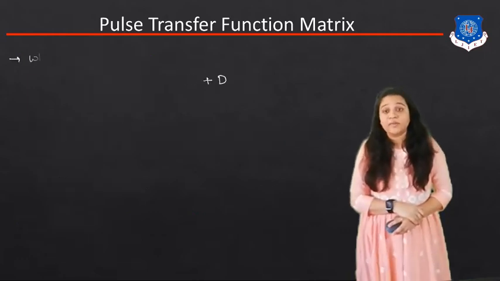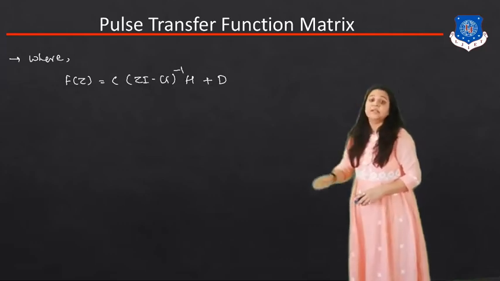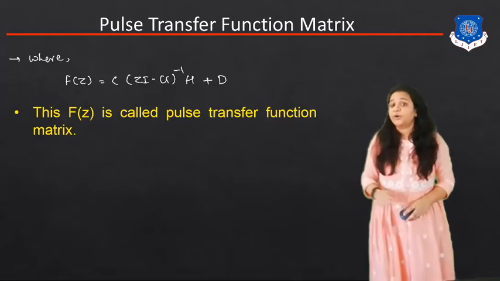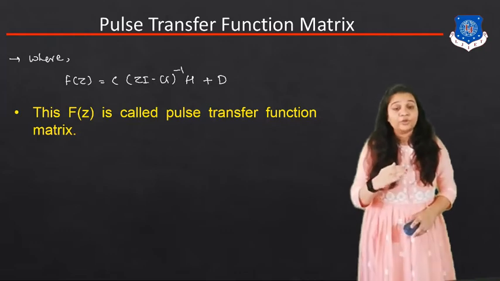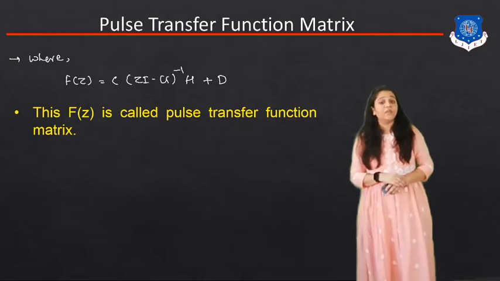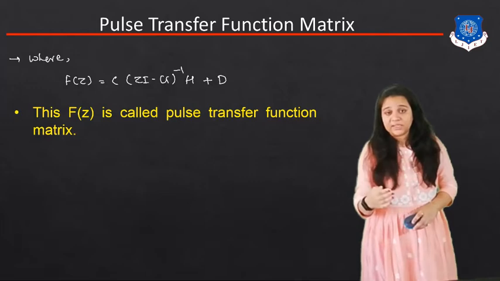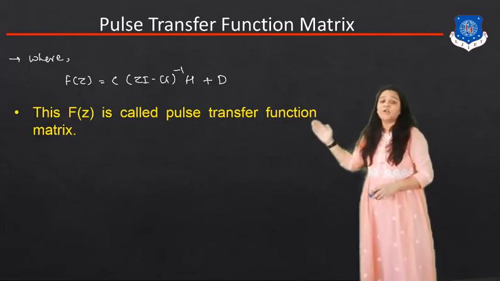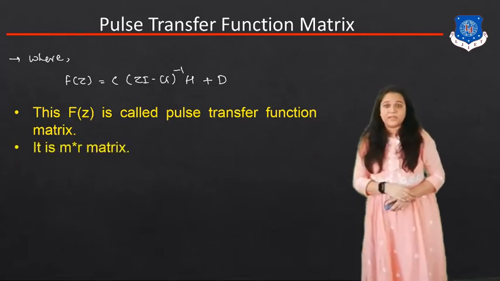So what is the equation of the pulse transfer function? F(z) is equal to C (zI minus G) inverse into H plus D. This function of z is called the pulse transfer function matrix. So if we have the equations of the discrete time state space analysis, using these equations and putting the initial value as 0, we can get the equation of the pulse transfer function matrix. It is an m cross r matrix here.